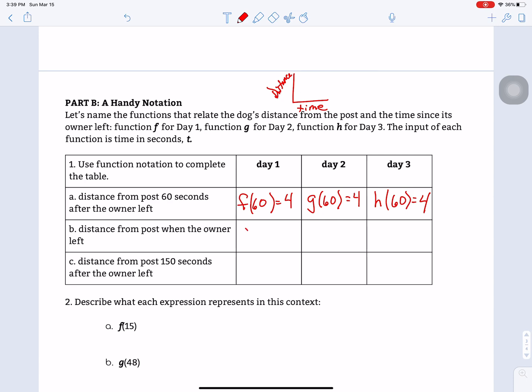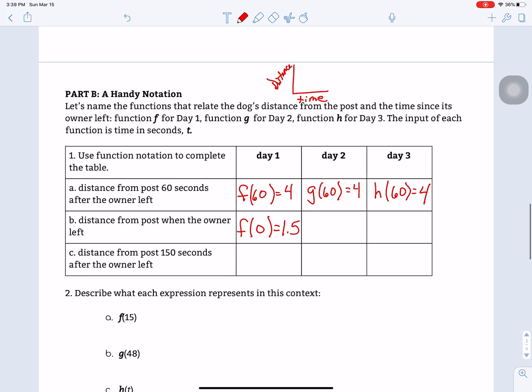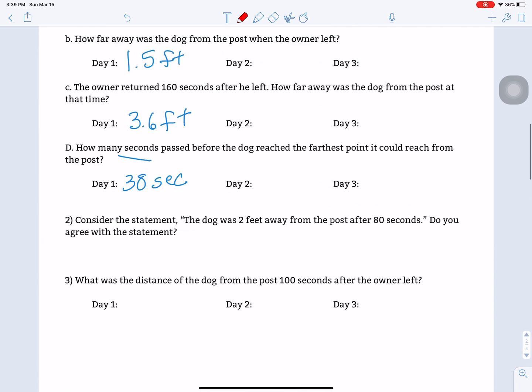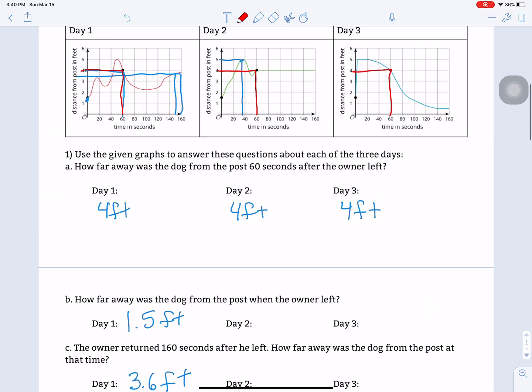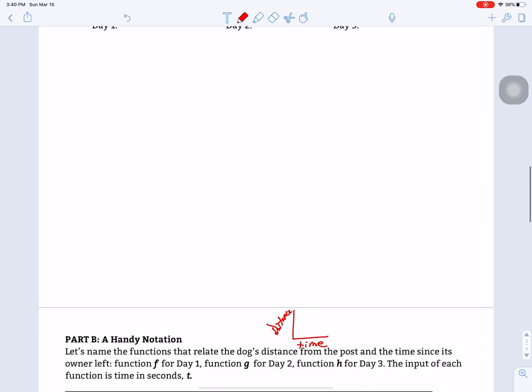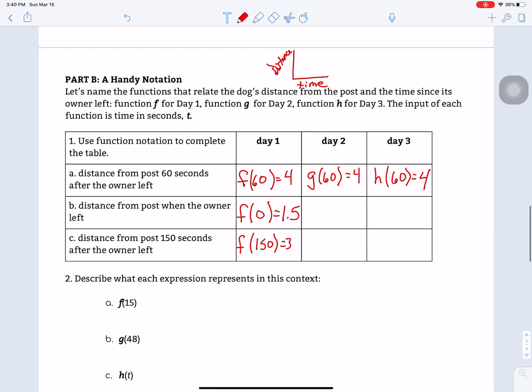And again, anytime in day 1, I'm using f. So the distance from the post when the owner left, so that happened at 0 seconds. And if you remember from up above, it was at 1.5 feet. So I'm going to fill in the rest of them. And distance from the post, 150 seconds. So f of 150 is equal to, and I need to go up to my graph to look at that 150. That happens, it looks like it's about that 3.5, 3.6 range, somewhere in there.